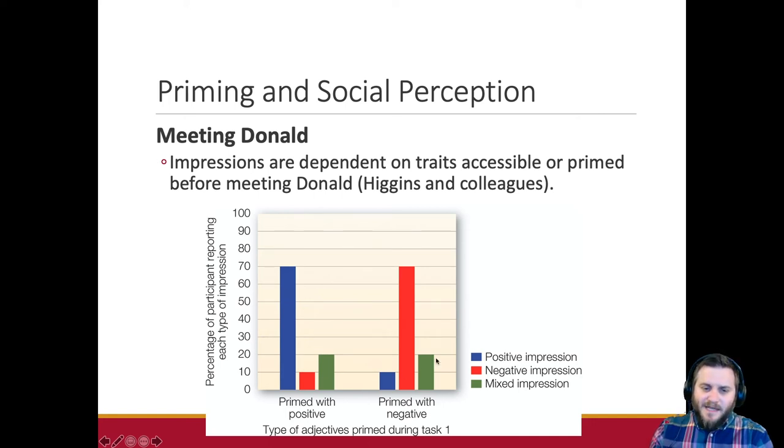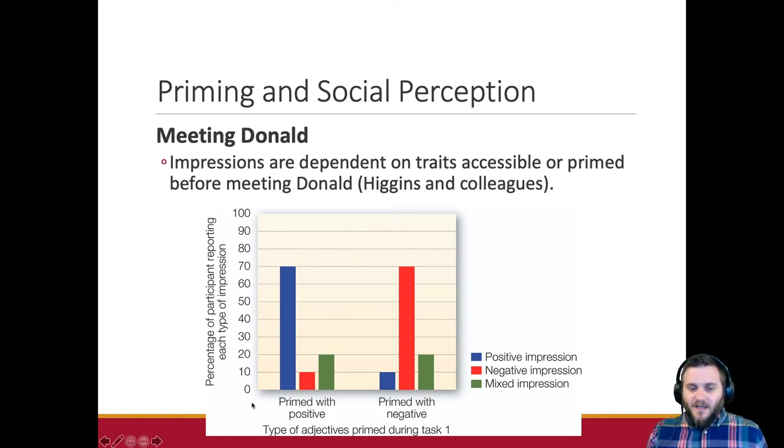Same over here. This sums to 100 as well. So you can see that it essentially is reversed. Mixed people don't change, which is what you want to see. But positive and negative switch, flip, okay? So the idea here is impressions are dependent on traits that are accessible or primed before meeting Donald.